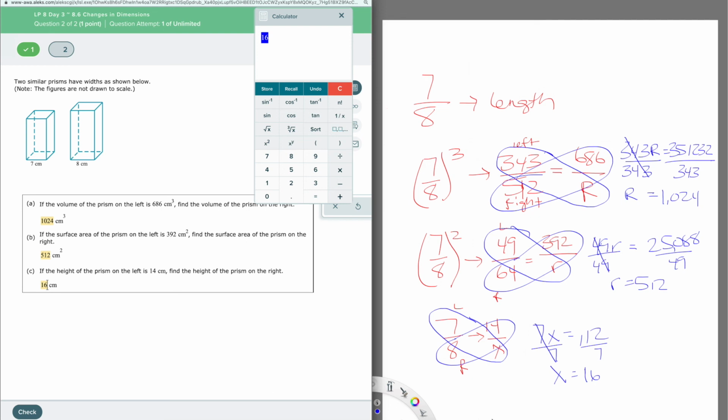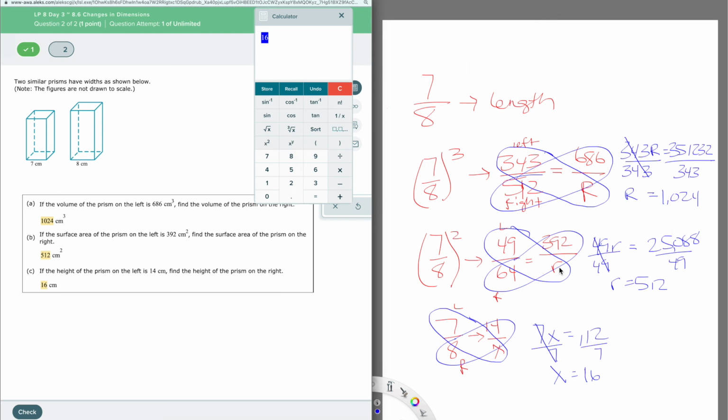But this one is a little easier because I can just say, well, how do I get from 7 to 14? I have to do the same thing at the bottom. You can do that up here as well. How do I get from 49 to 392? And I have to do the same thing from 64 to R. And that would tell me what R would need to be. So it's just more than one way to look at that when you're looking at the proportion.